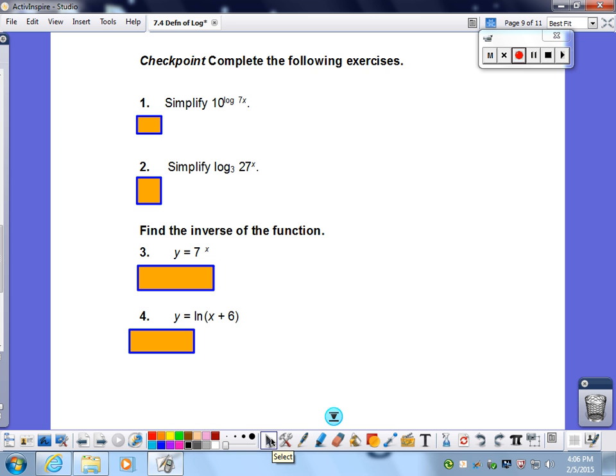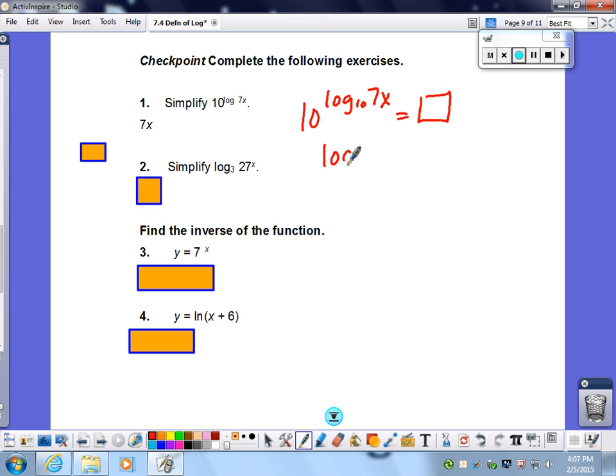All right, so the answer to number 1 is 7x. Here again, what I would do with this is go 10 to the log base 10 of 7x, common log, is equal to some unknown. All right, this is exponential. That means I'm going to change it to logarithmic. So I'm going to go log base 10 of my answer is equal to my exponent. So that means my unknown must be 7x. So that means this simplifies to 7x.